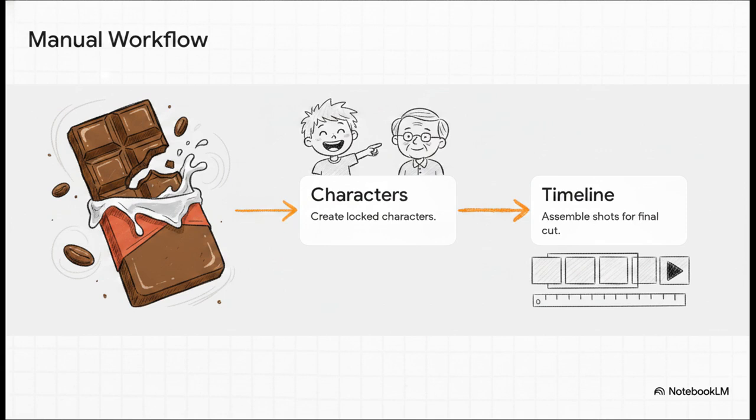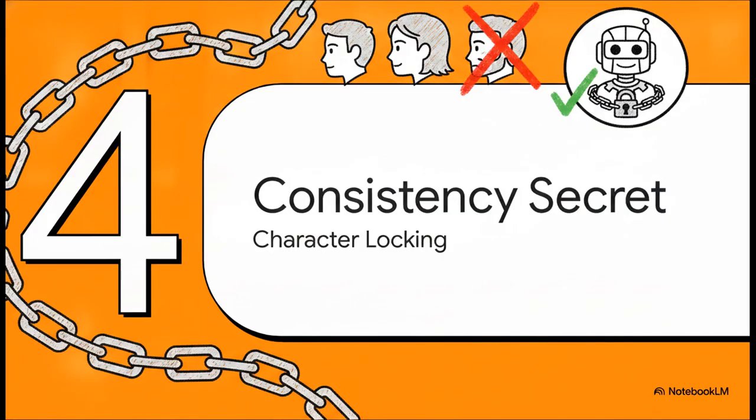Step 2, you create reusable characters. Maybe a cheerful kid and a sweet elderly neighbor, and you actually lock in exactly how they look and sound. Step 3, you just drop these generated clips right onto your timeline to assemble the final cut. It's wild.